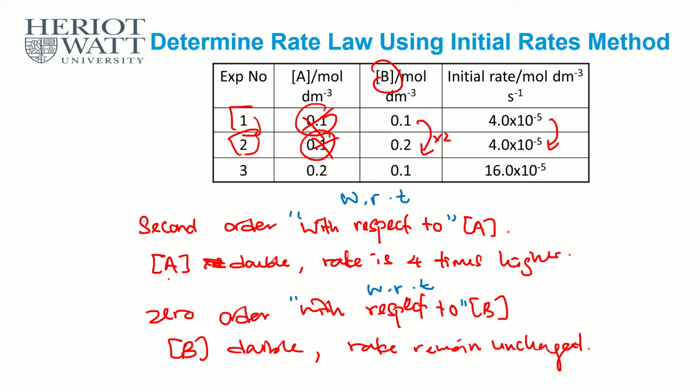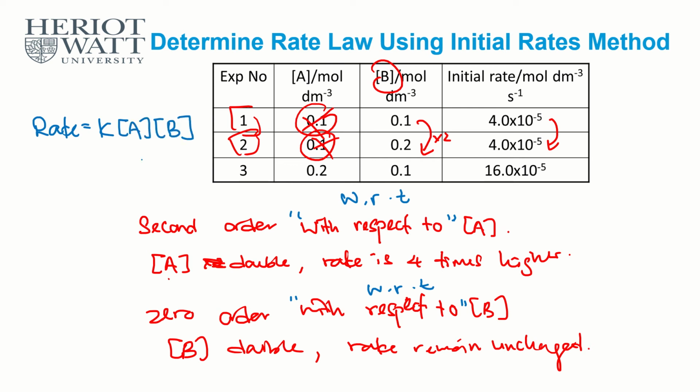And what is the rate law in this question? Rate equals k. Now k is a constant that we need to calculate later. I will show you. So rate equals k, this is always the case, and then write all the concentrations of reactants involved.